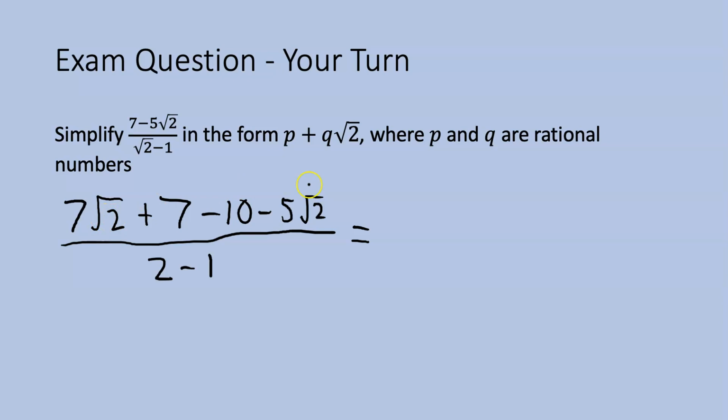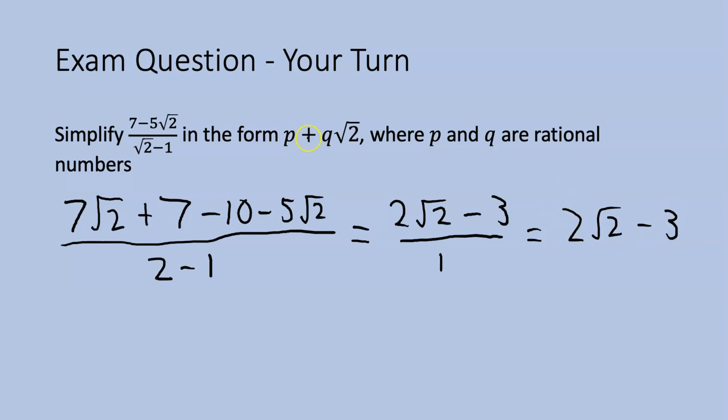7 root 2 take away 5 root 2 is 2 root 2. 7 take away 10 is minus 3. And 2 take away 1 is 1. So I get 2 root 2 minus 3. Q is on the outside of root 2, so Q has got to be 2. P is a number by itself. And because there's a minus there, we're going to include the minus as well. P is minus 3.